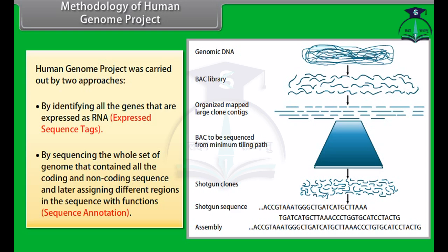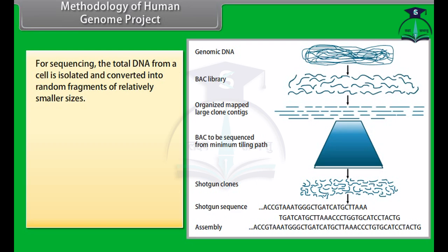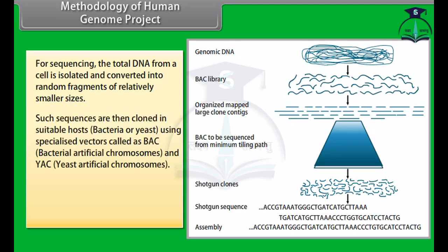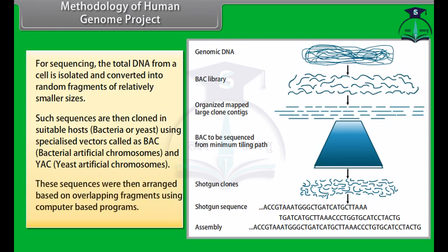Sequence annotation. For sequencing, the total DNA from a cell is isolated and converted into random fragments of relatively smaller sizes. Such sequences are then cloned in suitable hosts, bacteria or yeast, using specialized vectors called BAC, bacterial artificial chromosomes, and YAC, yeast artificial chromosomes. These sequences were then arranged based on overlapping fragments using computer-based programs.